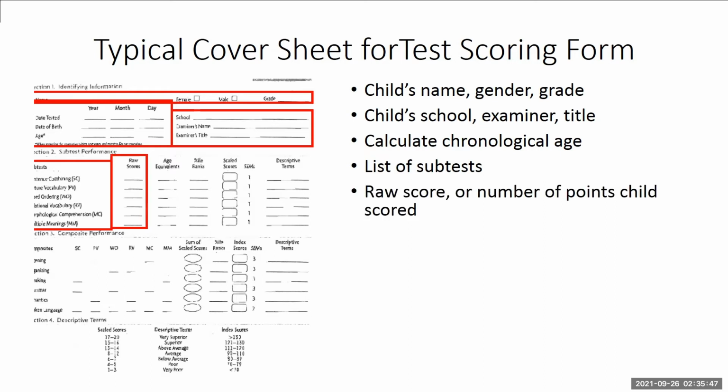You record the raw score, or the number of points the child scored. This is an unconverted score and tells you nothing. To be useful, the table of norms provided by the manual must be used to convert the raw score to a standard score.